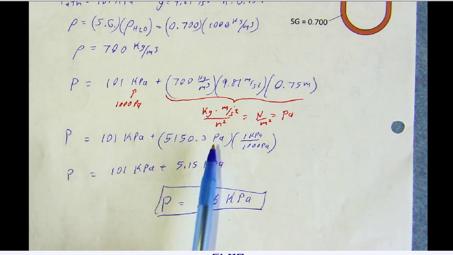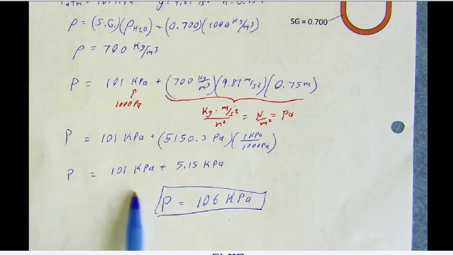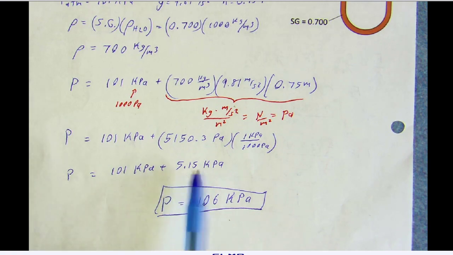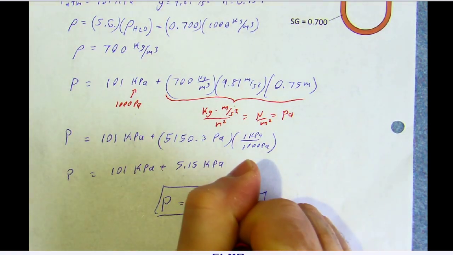You have kPa plus pascals. You need to convert one to the other. We wind up with pressure is 106 kPa. So right here is the absolute pressure, right?